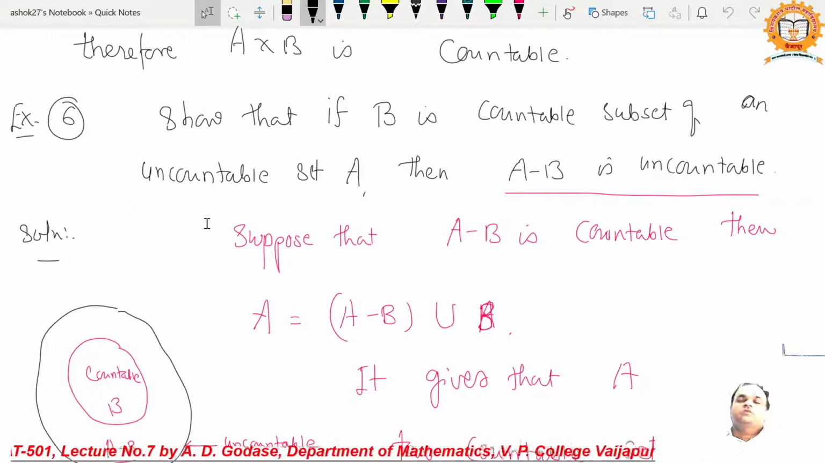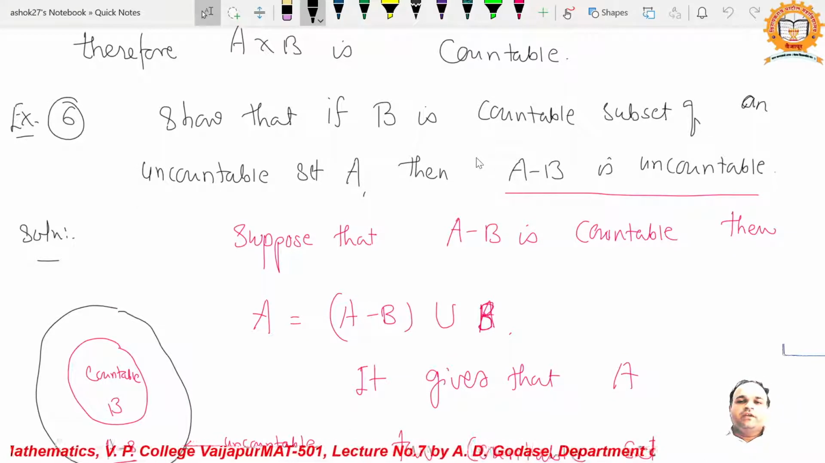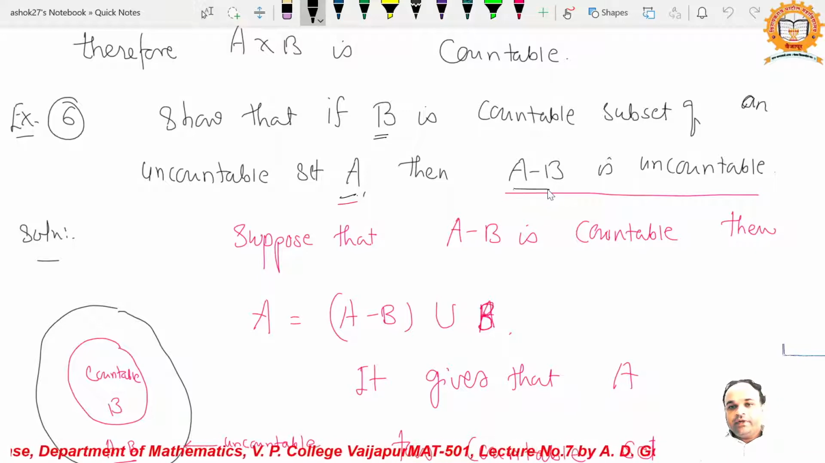What is problem number 6? Show that if B is a countable subset of an uncountable set A. So B is countable, A is uncountable, and B is a subset of A. Then what we have to prove is that A minus B is uncountable.